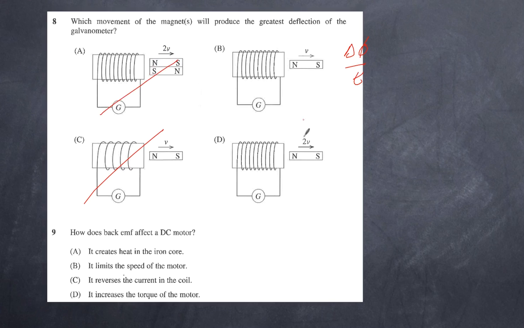So that leaves B and D as your answer, but of course it's about the rate of change of flux. Since this moves twice as fast, D is your answer. Question number 9. How does back EMF affect a DC motor?